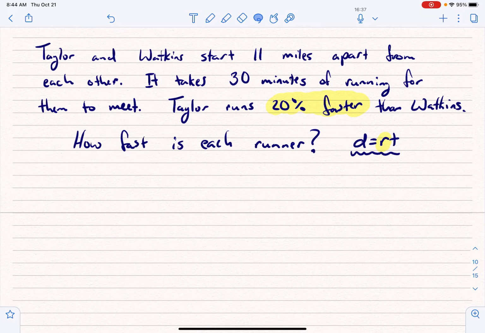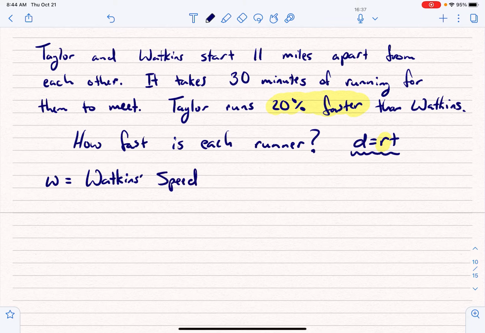All right. Hopefully, I gave you enough hints that this one wasn't too bad. Okay, well, here's how I would do it. First, I'm going to say that I'm going to use W for my speed. So W is equal to Watkins' speed.